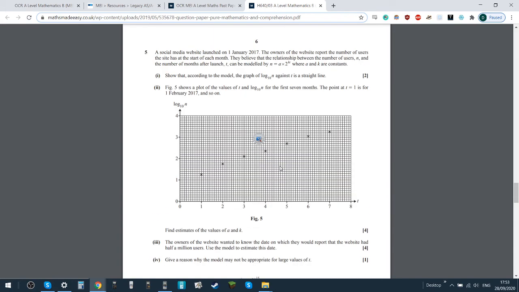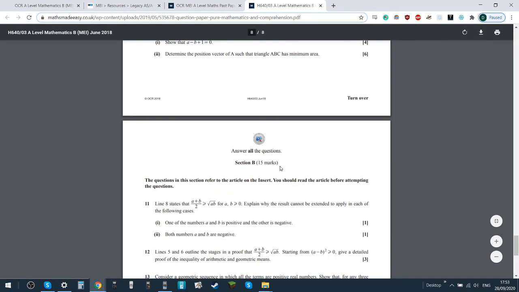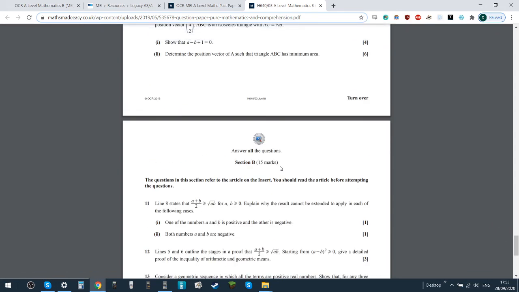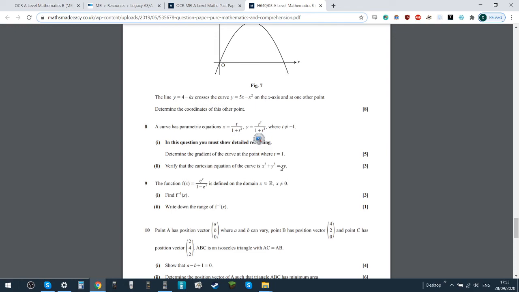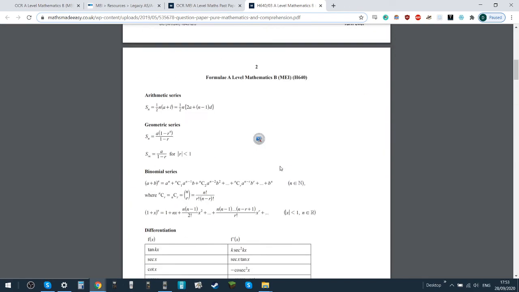Different, I think. It's down, but that's the bottom. Yeah, that is section B, the comprehension part. But I don't know. The article is usually in a separate place. I don't know.